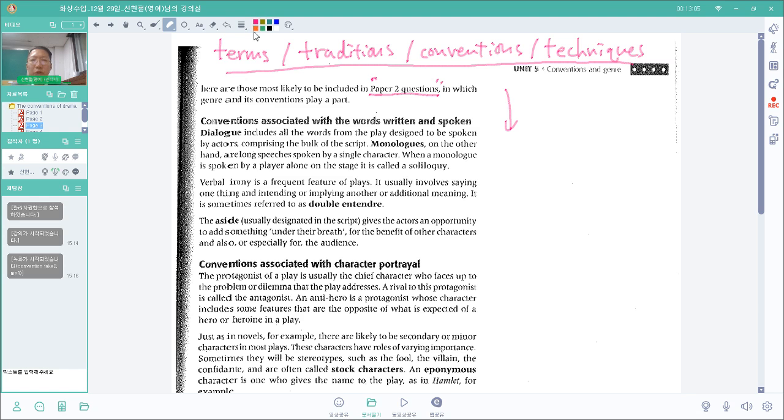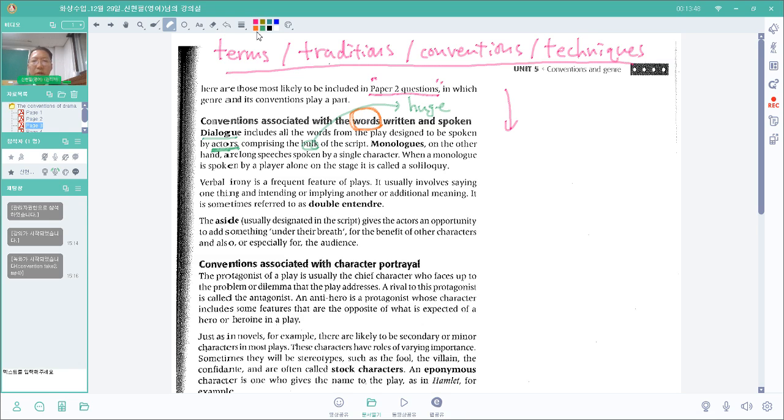So the conventions associated with the word, written and spoken. The first technique introduced here is related to words. So we have dialogue. Dialogue includes all the words from the play designed to be spoken by actors, comprising the bulk of the script. So dialogue includes all the speech spoken by actors. Bulk means huge. A huge part of the script is called dialogue. So all the speeches that actors and actresses make are called dialogue.